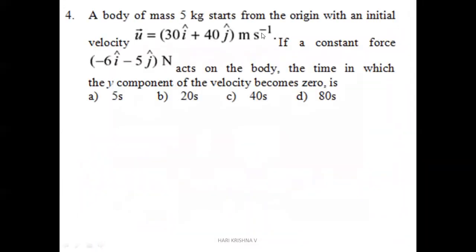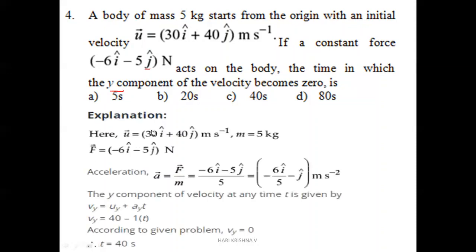A body of mass 5 kg starts from the origin. The initial velocity u is 30i plus 40j meter per second, as the unit of velocity is meter per second. A constant force of minus 6i cap minus 5j cap newton acts on the body. Find the time in which the y component of velocity becomes 0. They're asking only about the y component, so remember that y means j. The initial velocity is 30i plus 40j, the mass is 5 kg, and the force is F = minus 6i minus 5j.